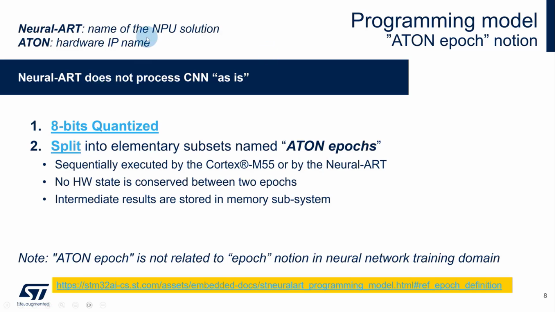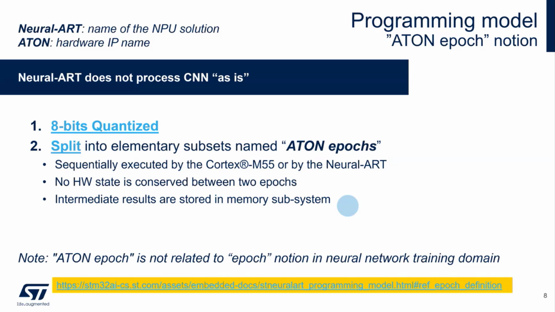So here we are introducing the notion of Aton epoch. What is an Aton epoch? So first, the neural art cannot process a convolutional neural network as is. You just do not put your TF-Lite model and it will run inference on it. No, well, TF-Lite, yes, but not any model. So TF-Lite, because it needs to be 8-bit quantized. So a TF-Lite model is quantized usually. But that's not the only requirement.